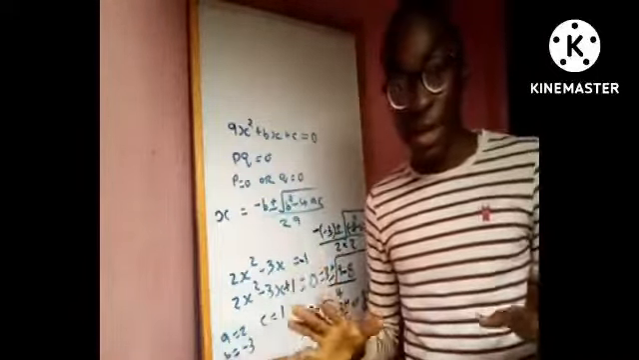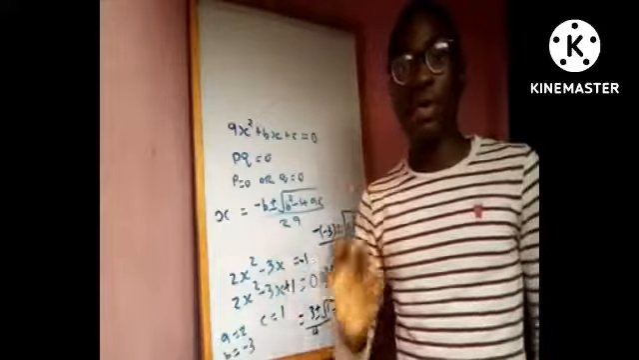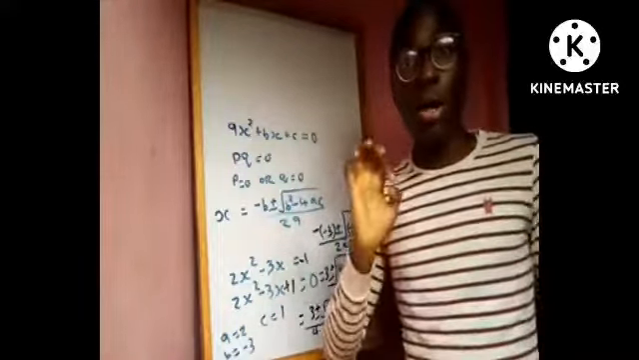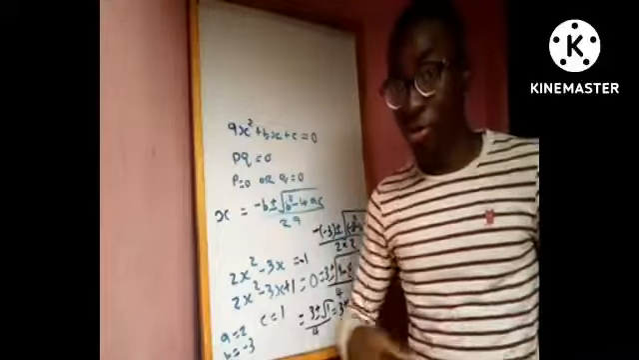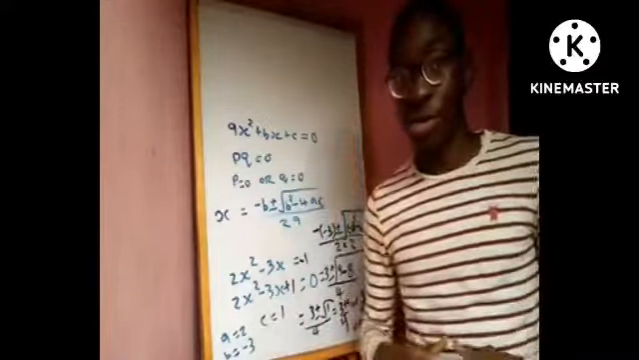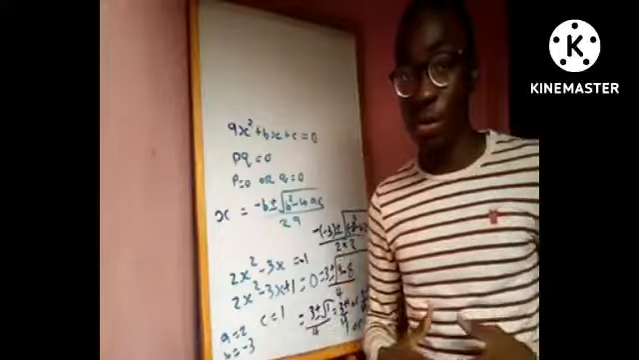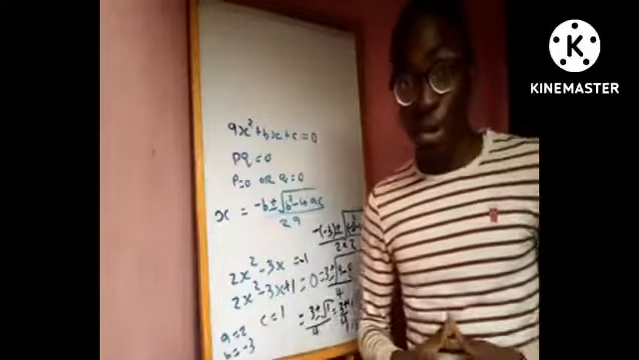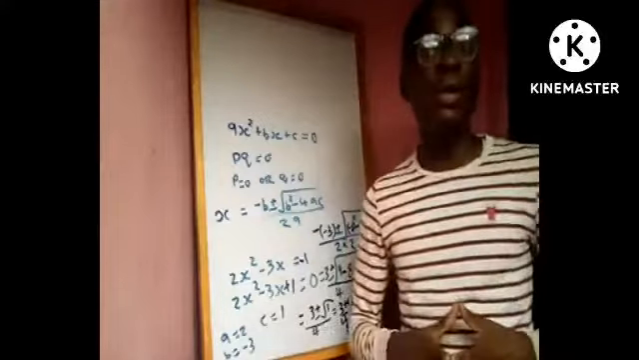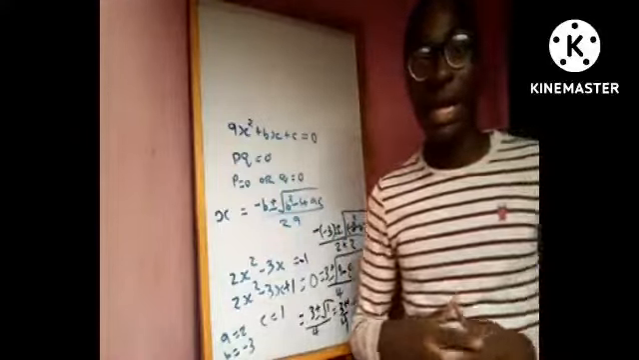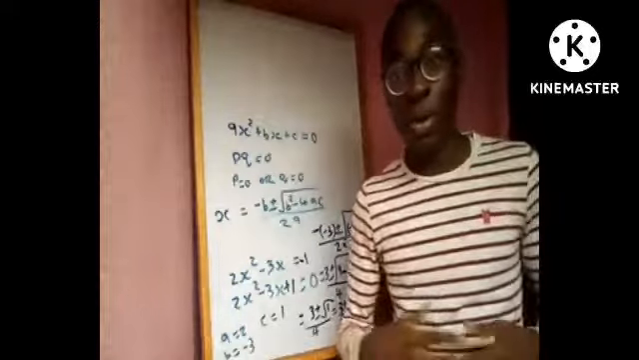So just a tip here: anytime you have a linear equation, your number of solutions is always 1. Anytime you have a quadratic equation with the highest power of 2, your number of roots will always be 2. If you have a cubic equation with the highest power of 3, your number of solutions will be 3, and so on and so forth. So if you have an equation with the highest power of n, your number of solutions will be n.